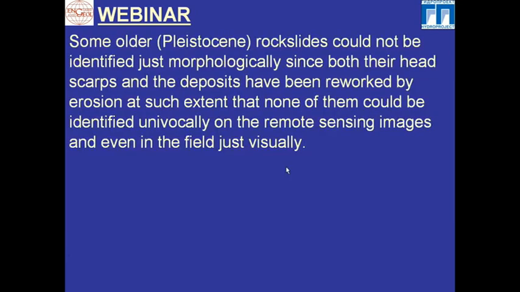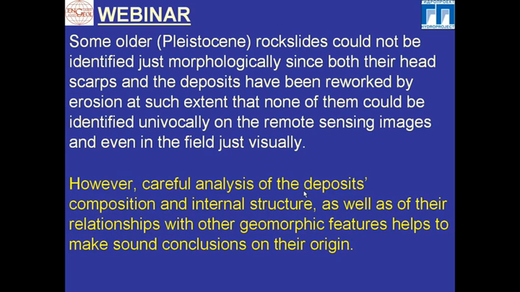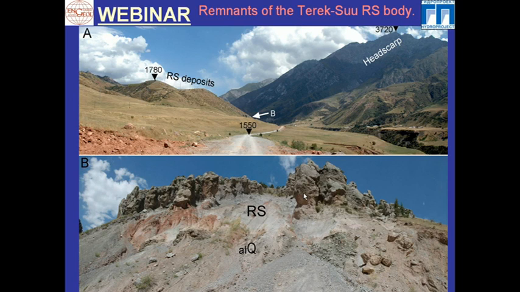Some older Pleistocene rock slides could not be identified just morphologically, since both their headscarps and the deposits have been reworked by erosion, to such an extent that none of them could be identified univocally on the remote sensing images and even in the field just visually. However, careful analysis of the deposit's grain size composition and internal structure, as well as of their relationships with other geomorphic features, helps us to make sound conclusions on their origin. I will show you some examples.